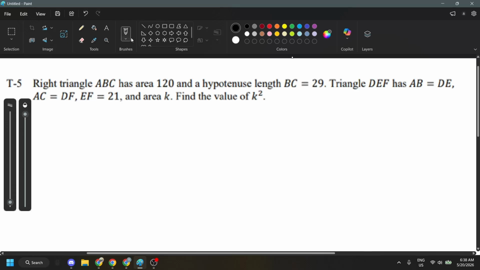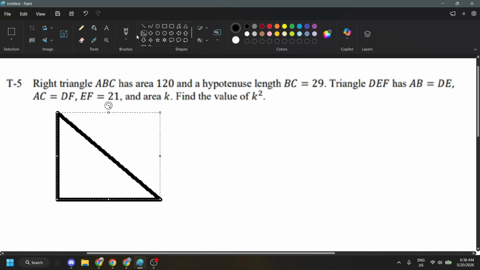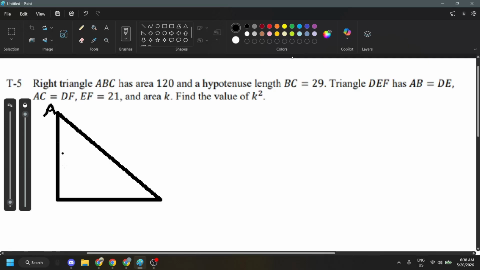Hi guys. Okay, so right triangle ABC has area 120, hypotenuse length BC equals 29. So that means that AB times BC.